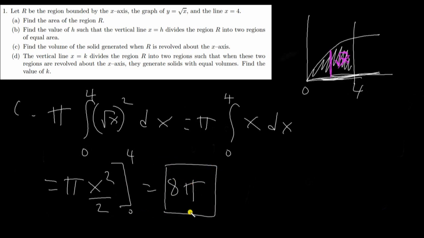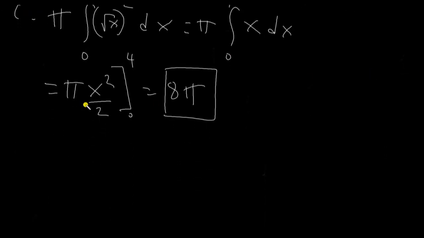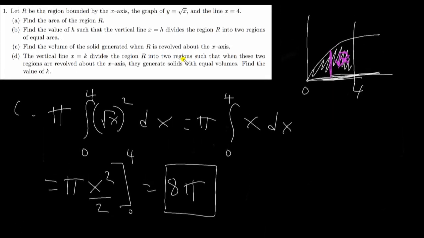So getting this correct answer would be your third point. And then now let's look at part D. Part D says that the vertical line x equals k divides the region R into two regions such that when these two regions are revolved around the x-axis, they generate solids with equal volumes. Find the value of k.